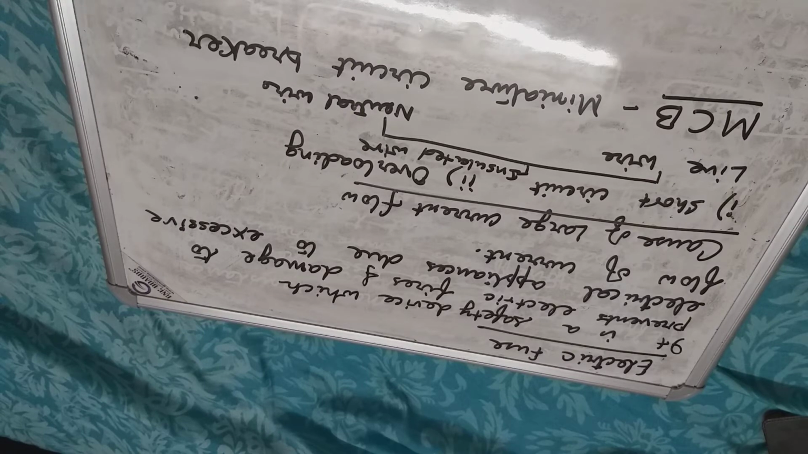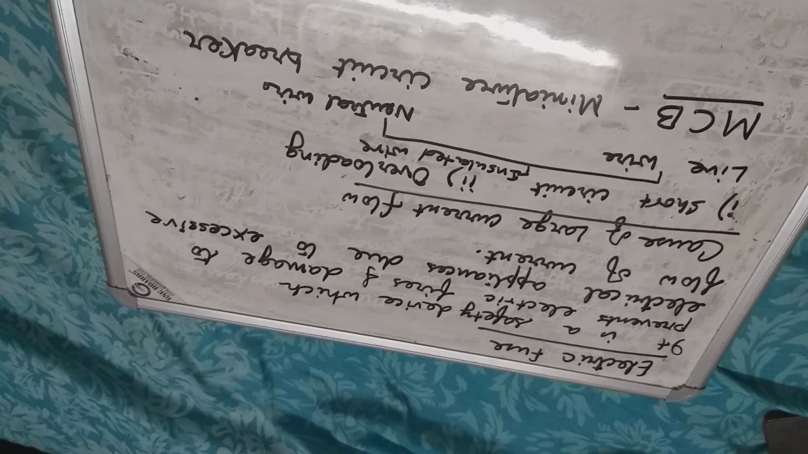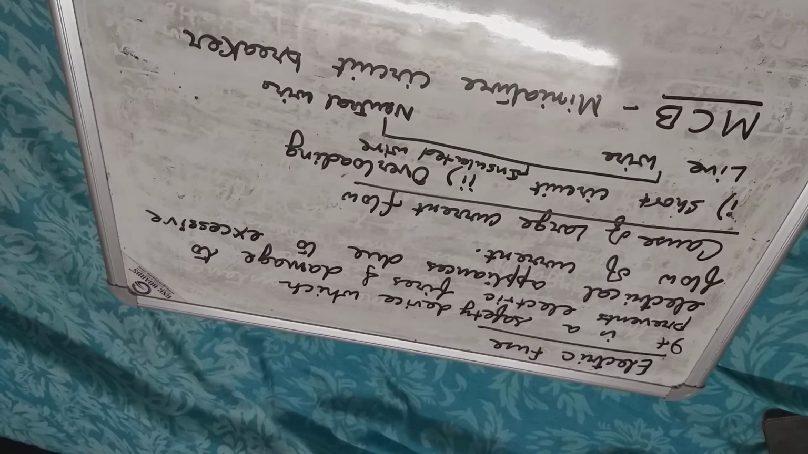Most household circuits are using MCB, that is, miniature circuit breaker, but the functions of both are the same, electric fuse as well as MCB. MCB also breaks the circuit, but the mechanism is different. An electric fuse works on the heating effect: it gets heated up and the thin wire melts and the circuit is broken, but MCB works on the magnetic effect of current.